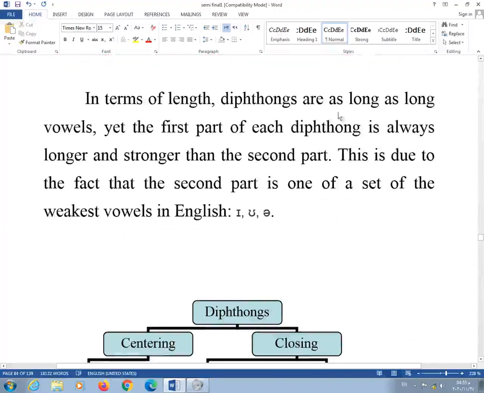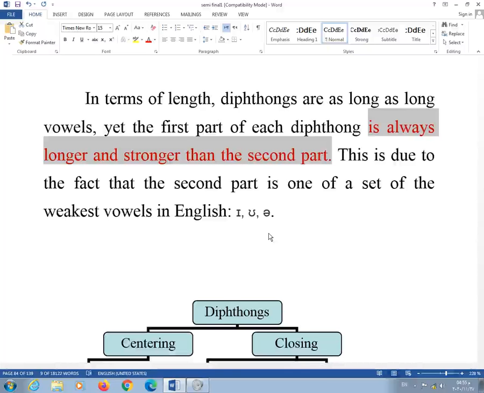In terms of length, diphthongs are as long as long vowels, as we said before. Let's know more about the nature of diphthongs. The first part of each diphthong is always longer and stronger than the second part. This is a very important thing you should know. Each diphthong is made up of two sounds, two vowels, as we said before. However, we should know that the first vowel of each diphthong is always longer and stronger than the second vowel, the second part.